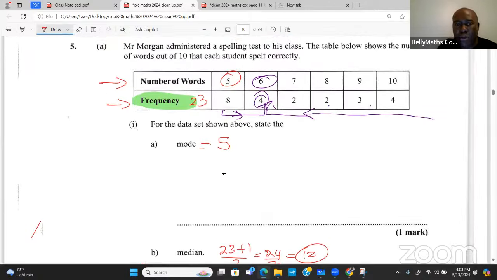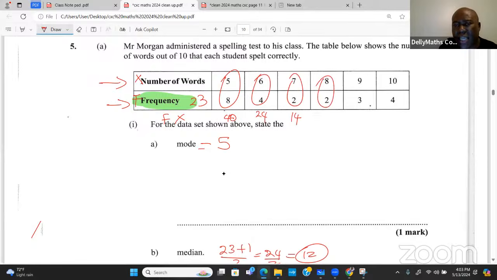So let me put this together now. Let me clean up this a little bit. All right. So I'm going to create an fx row. So fx is going to be down here for me. It's going to be f times x. So this is my x and this is my f. So I'm going to multiply. 5 times 8, I get 40. 6 times 4, I get 24. 7 times 2, I get 14. 8 times 2, I get 16. 9 times 3 is 27. 10 times 4 gives me 40.